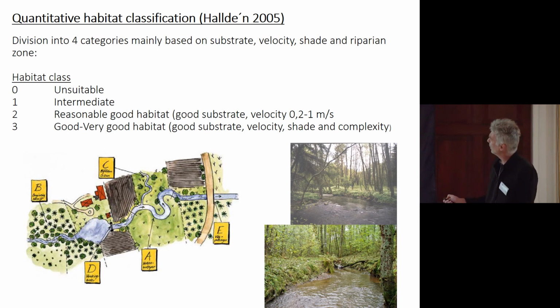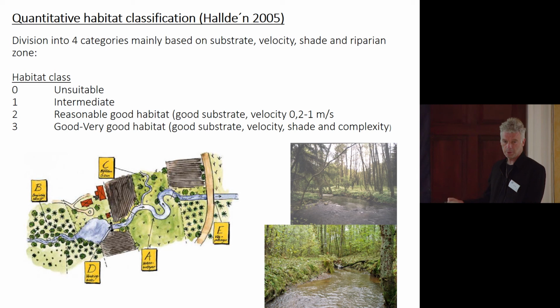So what we've been doing is dividing up the stream into a number of categories that gives us an idea about how suitable the habitat is for trout. And that goes from class 0, that's unsuitable, to class 3, that is a very good habitat with good substrate, velocity, shade, and complexity. So that gives us the top score.